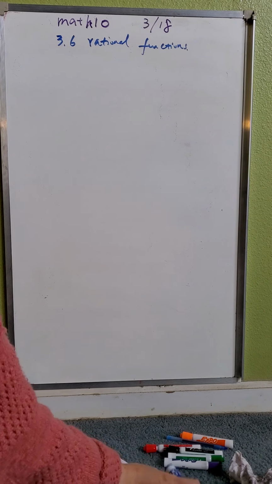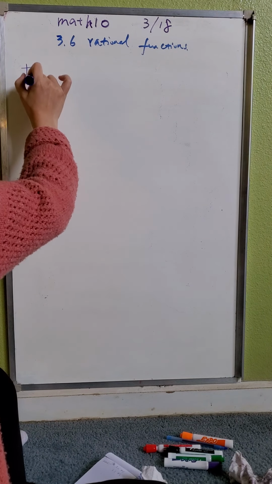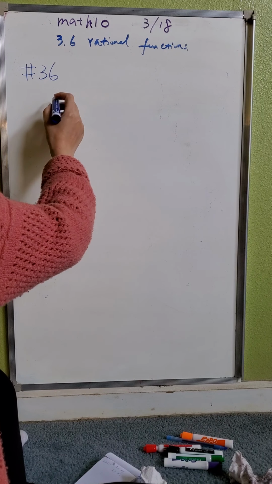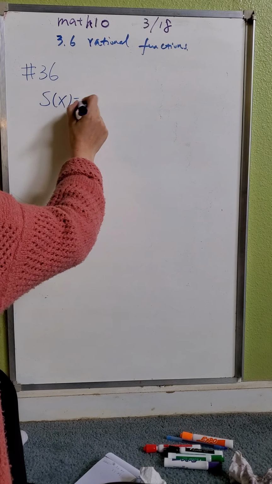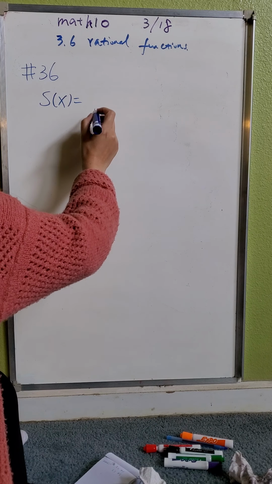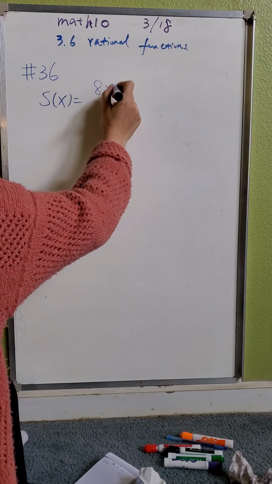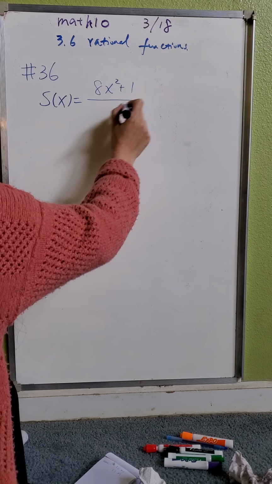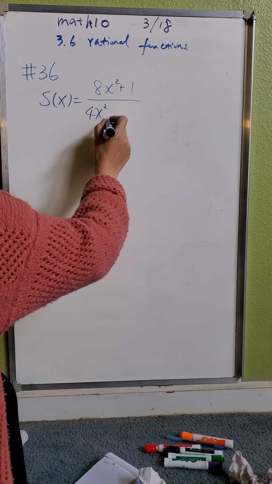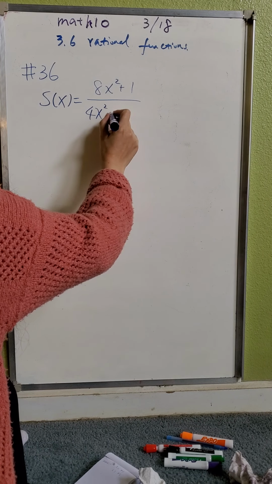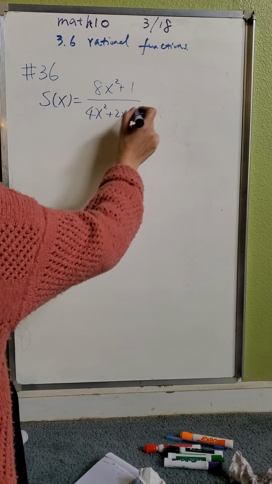And let's look at number 36. We are given f of x equal to ax squared plus 1 over 4x squared plus 2x minus 6.